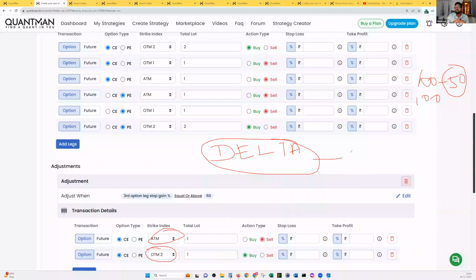So now I increase my POP. We call it probability of profit. Okay, because what happens, my combined premium over here, see, if this goes to 50, what will happen to the put option? If my call option comes to 50, my put option will move from 100 to what?